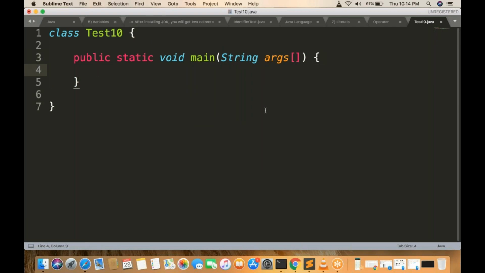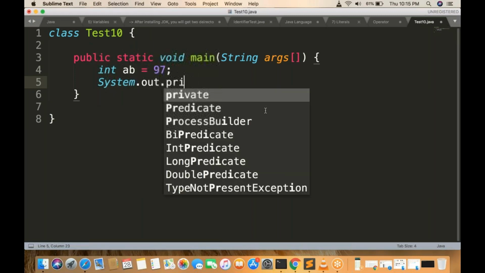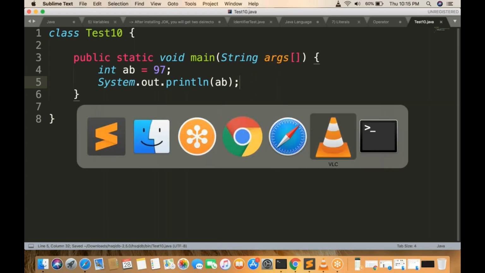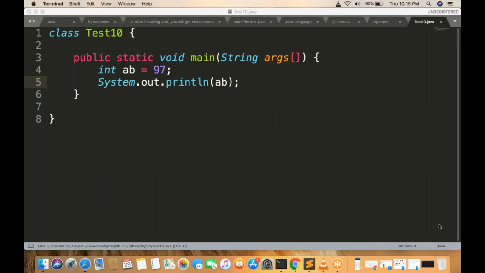Okay. Suppose I'm writing int AB equal to 97. Is it valid or invalid? It is valid only. If I print this with System.out.println, we can write AB. Now what will it do? Let me just compile it.